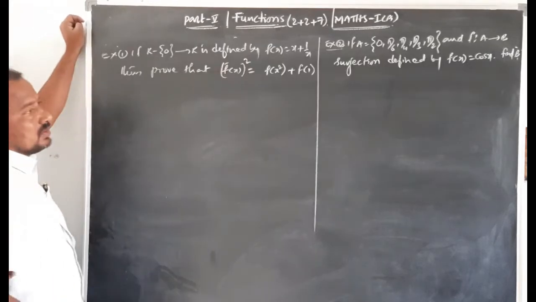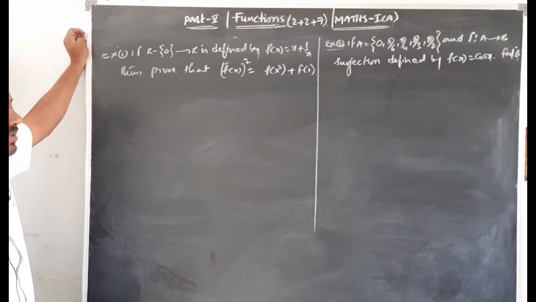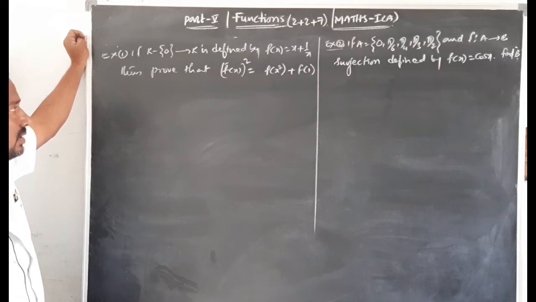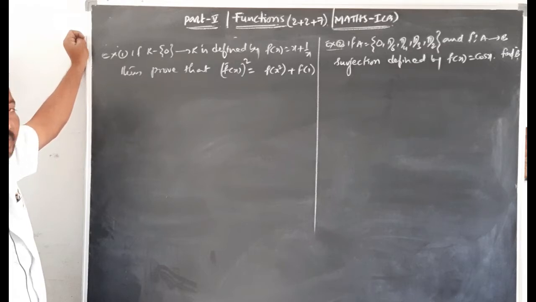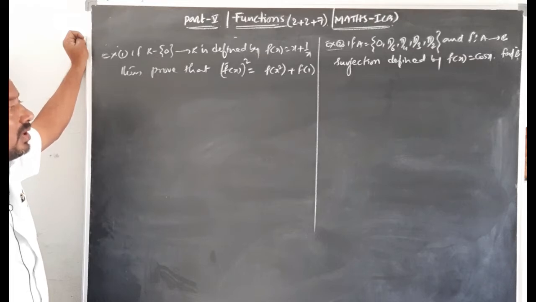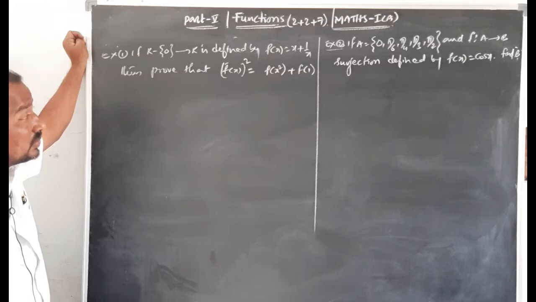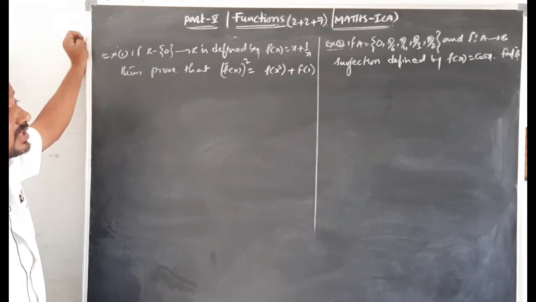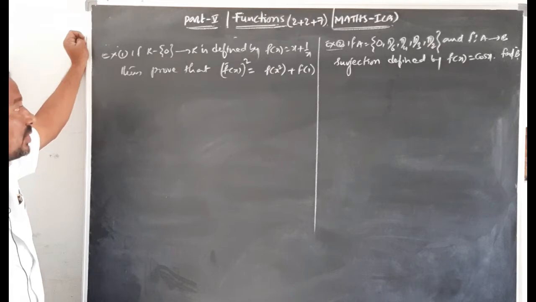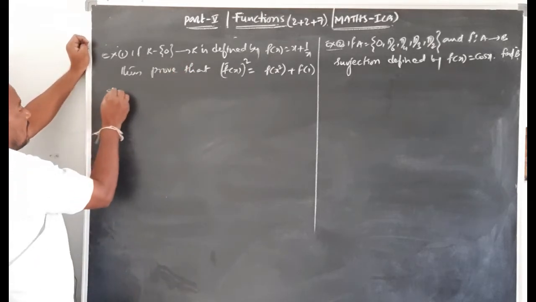Okay. Solve some example problems. Example number 1. If f from R minus {0} to R is defined by f of x equals x plus 1 by x, then prove that (f of x) whole square equals f of x square plus f of 1. Most important problem. So solve this one.